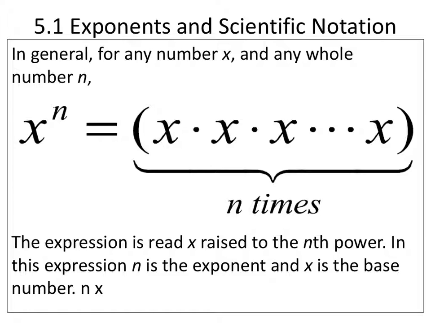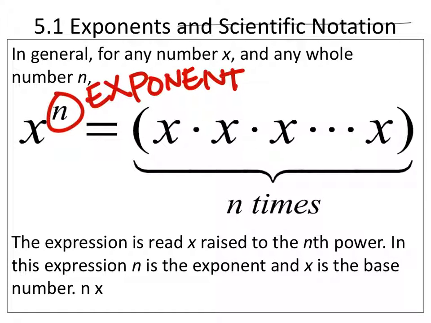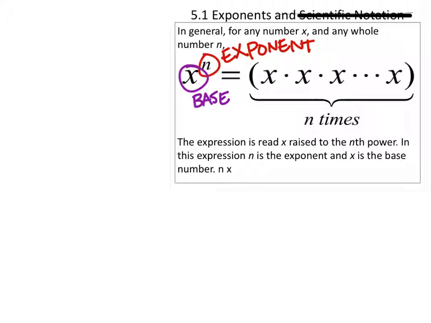Not really scientific notation for this one, so don't worry about that right now. But in general, for any number x and any whole number n, if we see something like this, x and then this little n, that's our exponent. That little number in the top right, and the x is what we call the base. And what this tells us is n, the exponent, tells us how many times the base is being multiplied by itself. So that brings us to what exponents are.